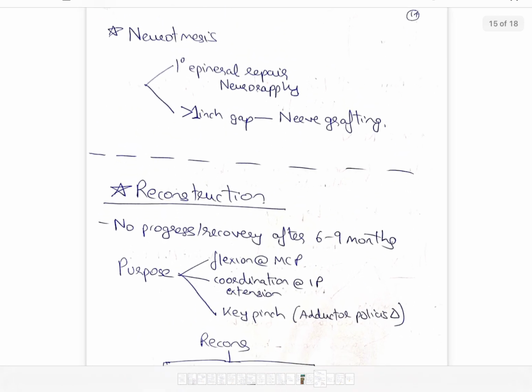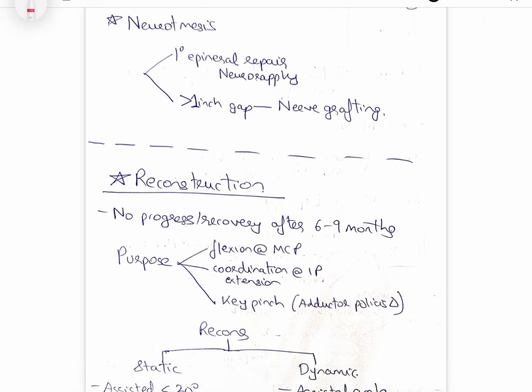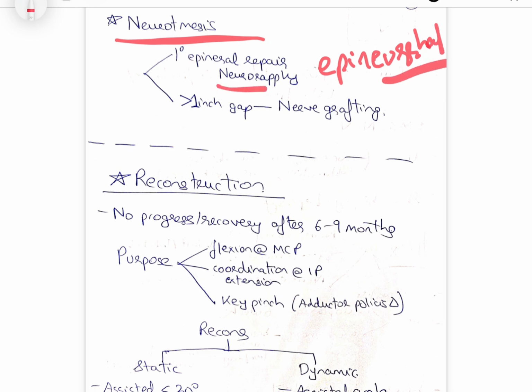Now, whenever we are suspecting a neurotmesis, definitively we go for a primary epineural repair, that is neurorrhaphy. And if at all there is more than 1 inch gap at the nerve ends, we need to go for a nerve grafting.